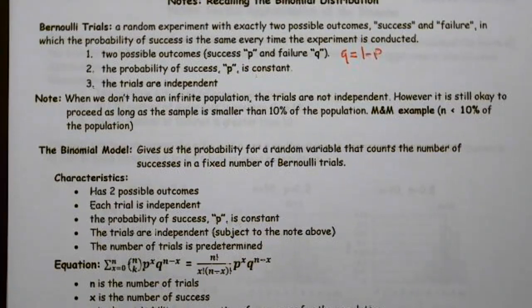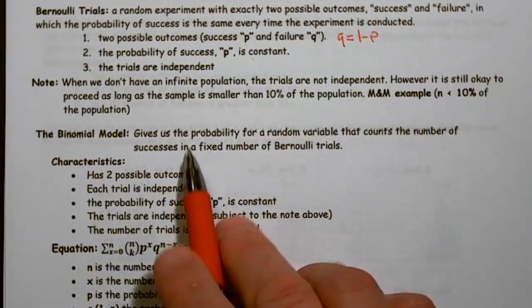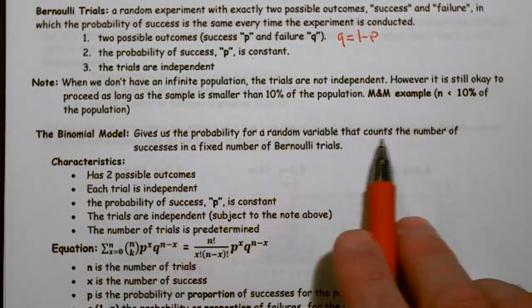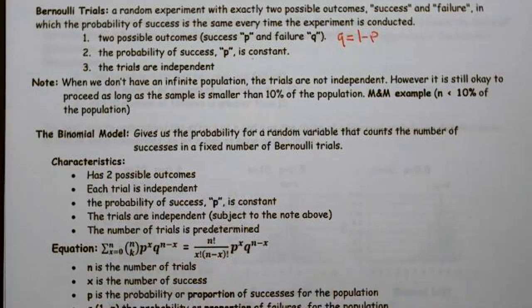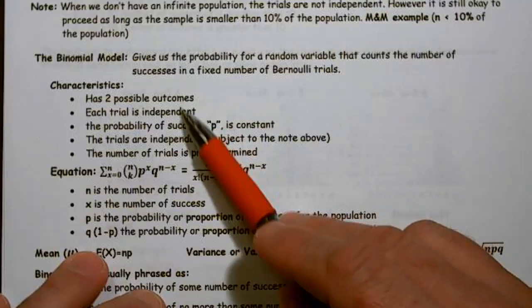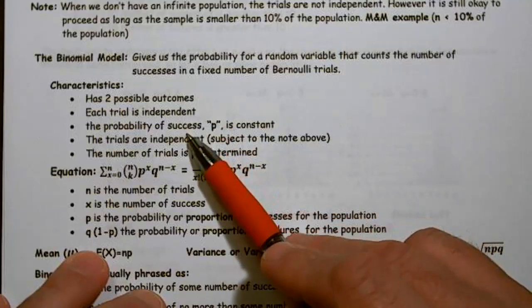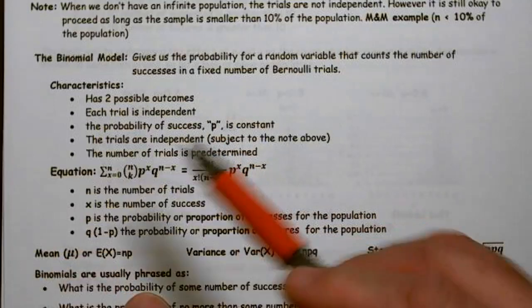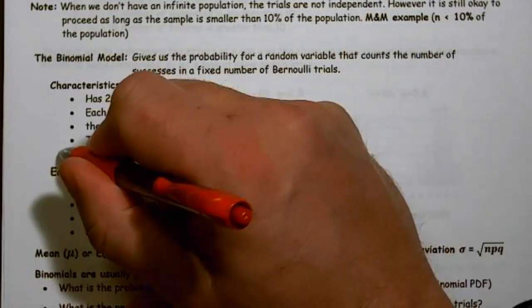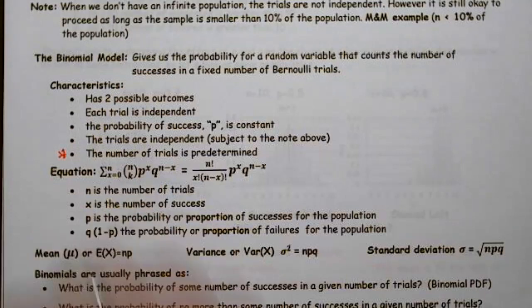All right. So the binomial model gives us a probability for a random variable that counts the number of successes in a fixed number of Bernoulli trials. Characteristics: two outcomes. Each trial is independent. The probability of success is constant, and the trials are independent. Please note, the number of trials is predetermined. We're saying, hey, we're going to do this out of 30 or out of 40 or out of 100 or even out of 1,000. We're not going to continue until the first success.